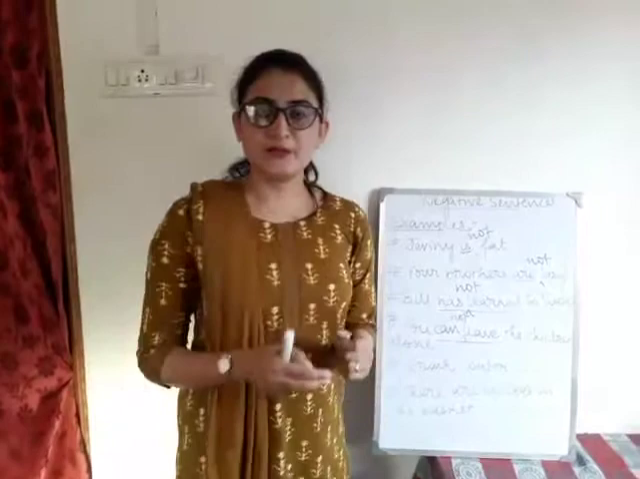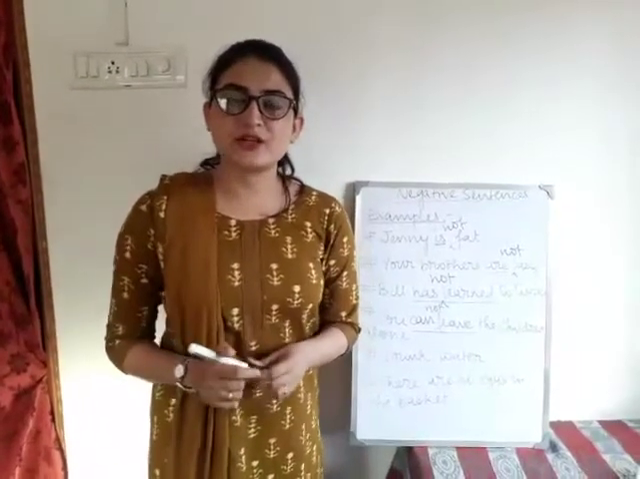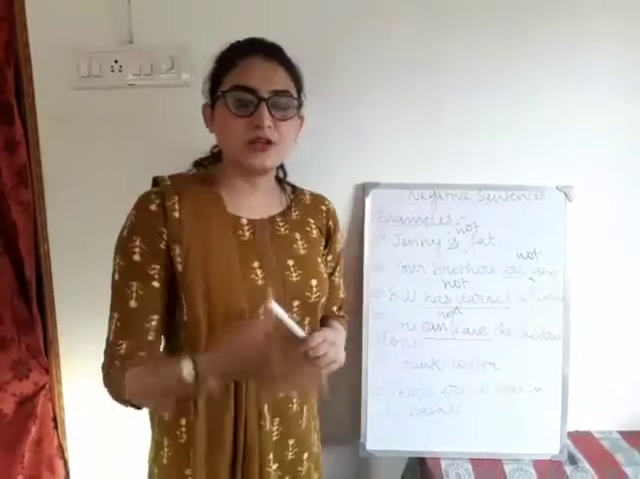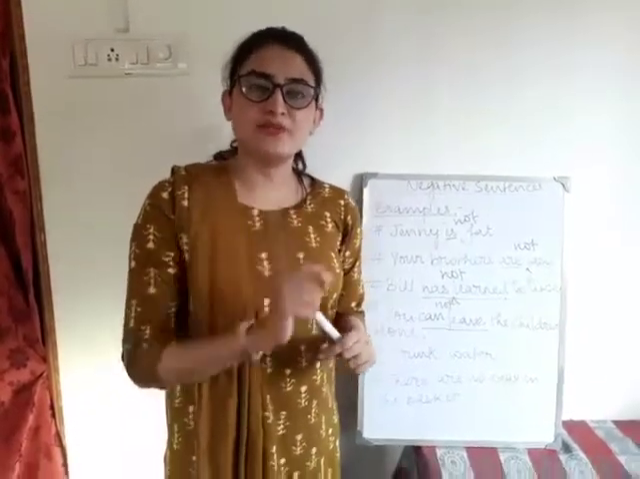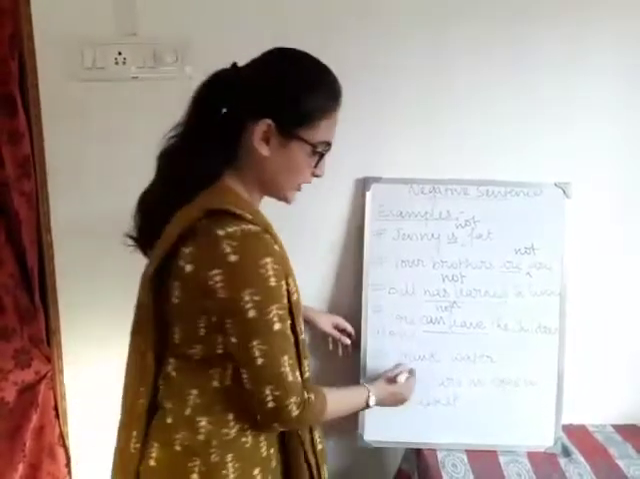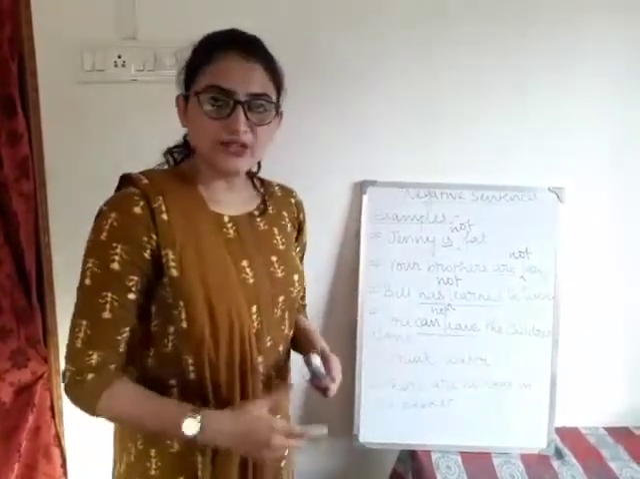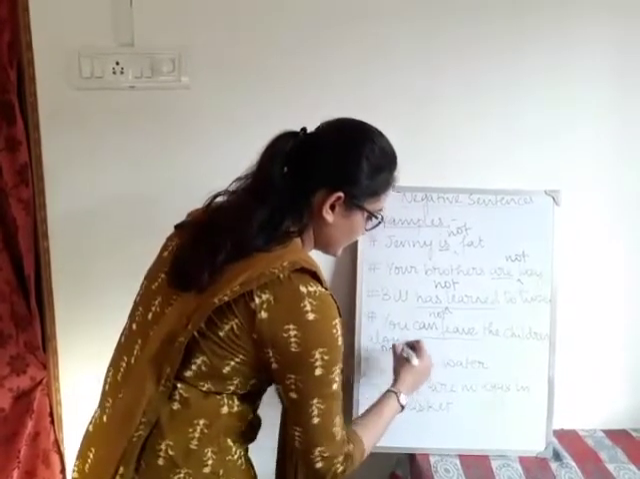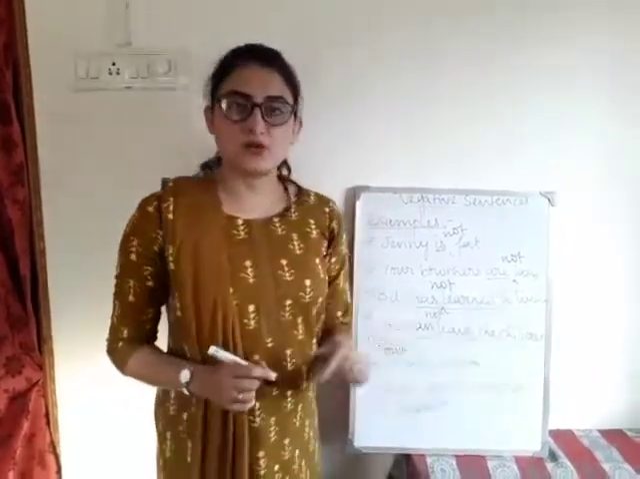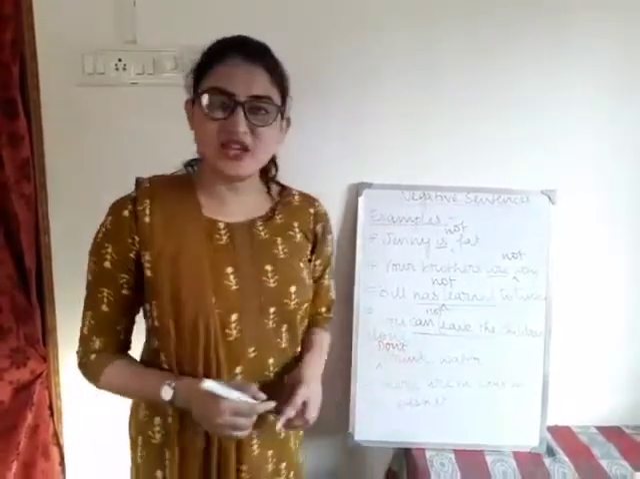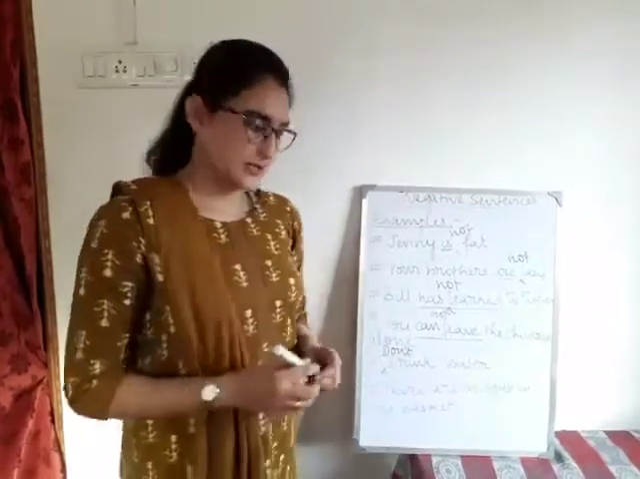I told you that when we have an imperative sentence, as per the rule, we place the word don't before the first word, in the beginning of the sentence. Like, drink water. How can we change this? We will just add don't before drink. Don't drink water. Or we can also say, do not drink water. This way we can change this into a negative sentence.